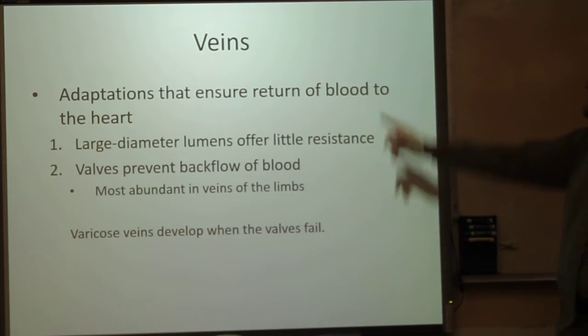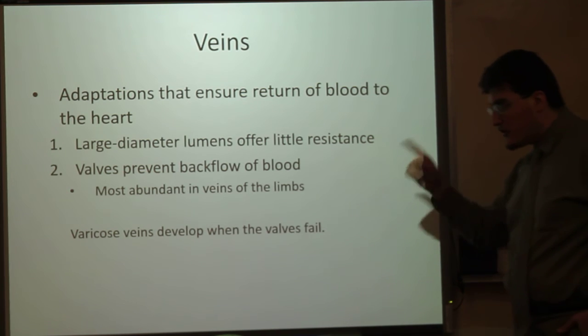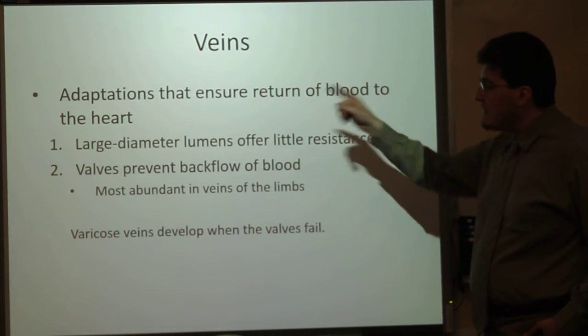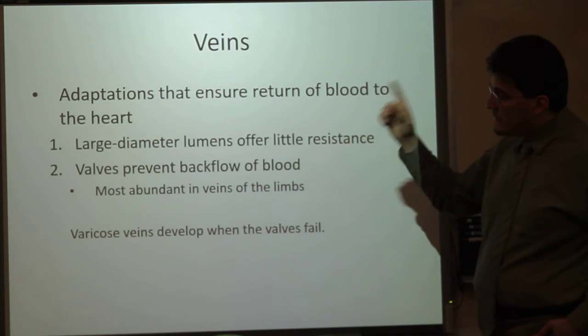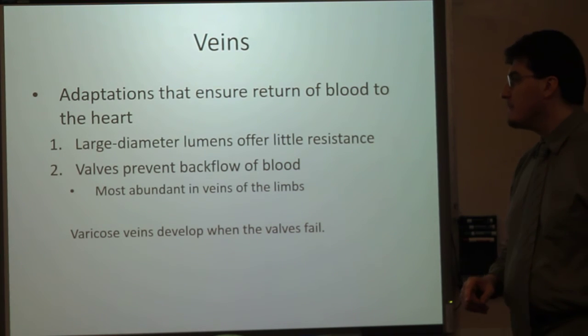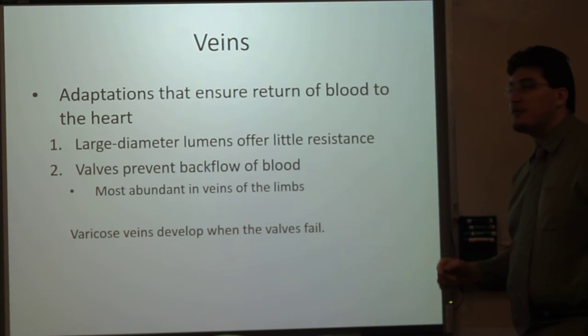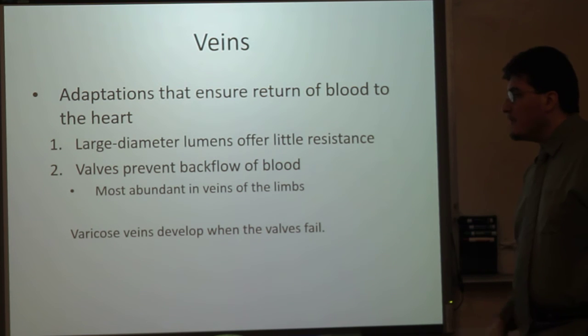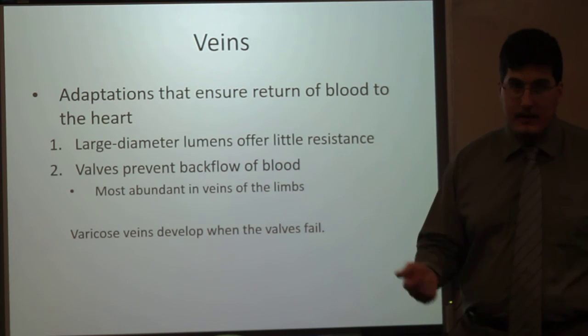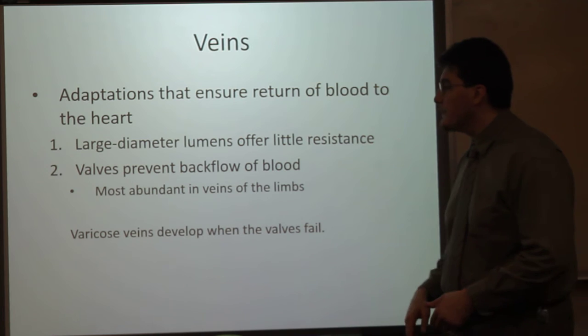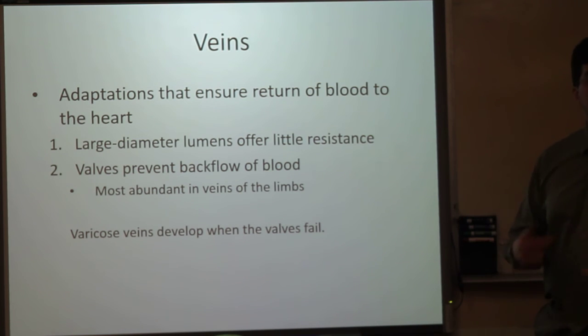Now, veins will have adaptations that make sure the blood goes back to the heart. They have a large diameter of lumen, so they offer very low resistance. And they have valves that prevent the flow of blood backwards. They're mostly abundant in the veins of the limbs, your arms and your legs. Varicose veins will develop when the valves of your limbs fail.